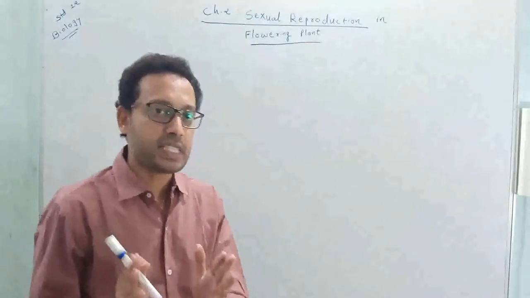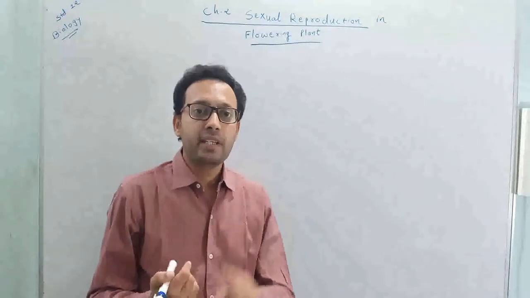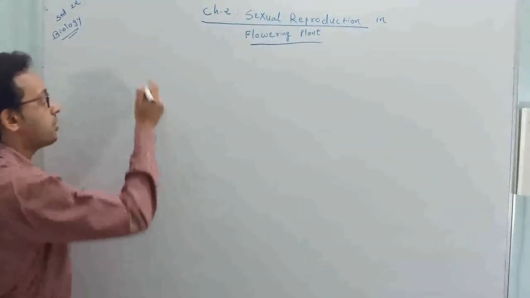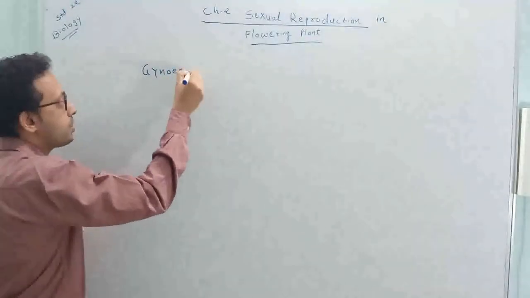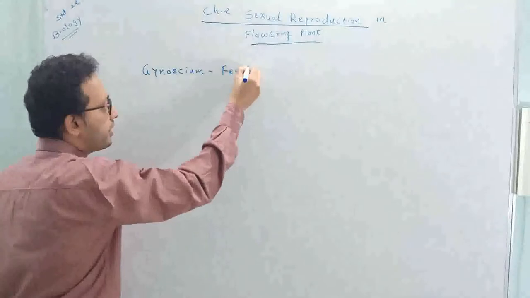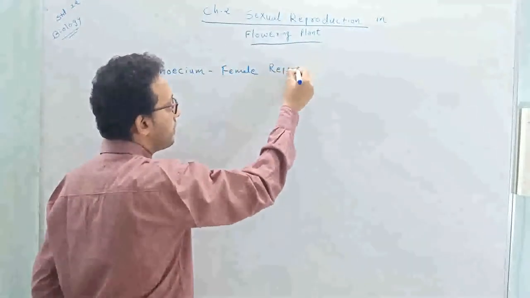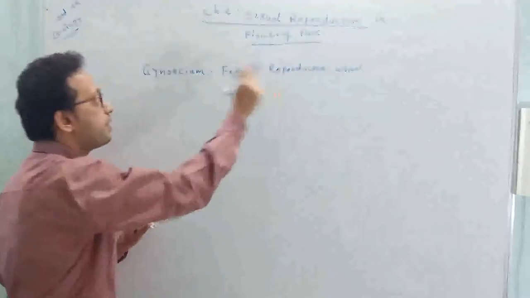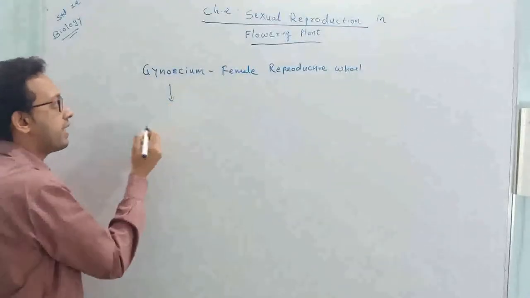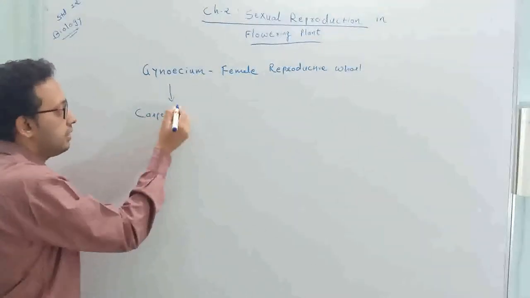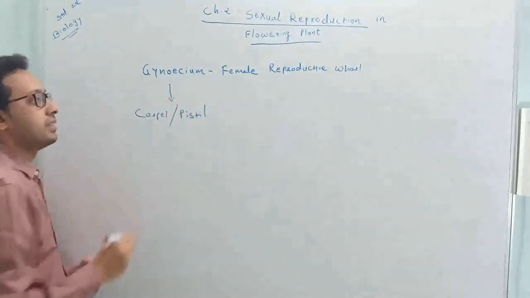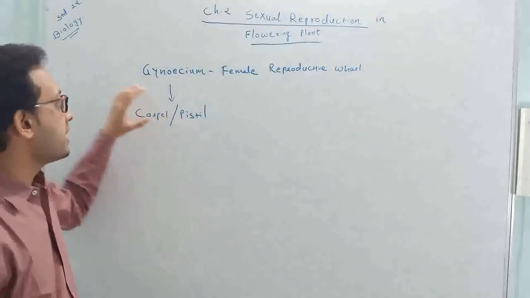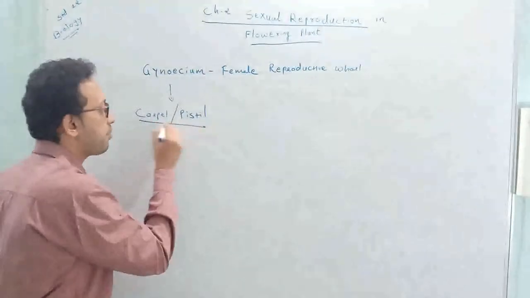As you already know, I have repeated several times, androecium is the male reproductive whorl of a flower. Similarly, the comparable organ of the female reproductive part is the gynoecium. So what is a gynoecium? Gynoecium is the female reproductive whorl of a flower. The individual unit of gynoecium can be called a carpel, or it may be called a pistil. The individual unit of gynoecium is called a carpel or pistil.